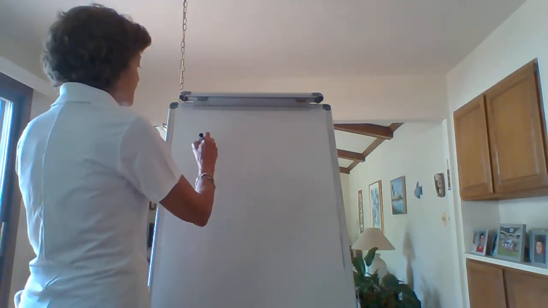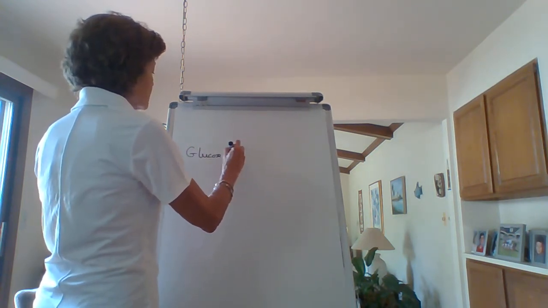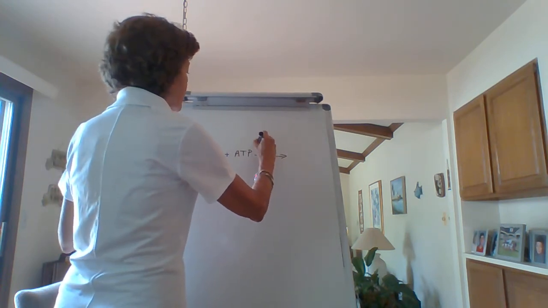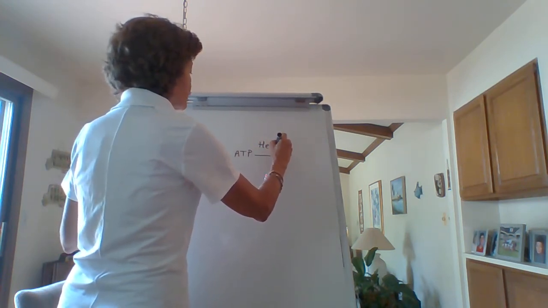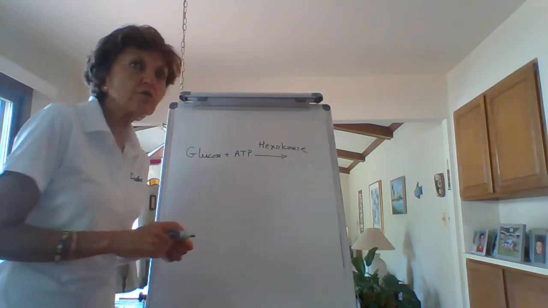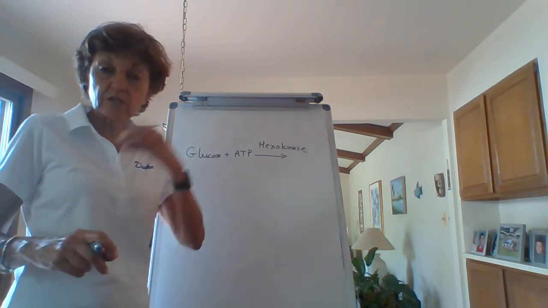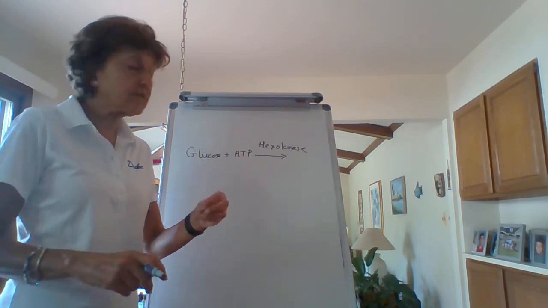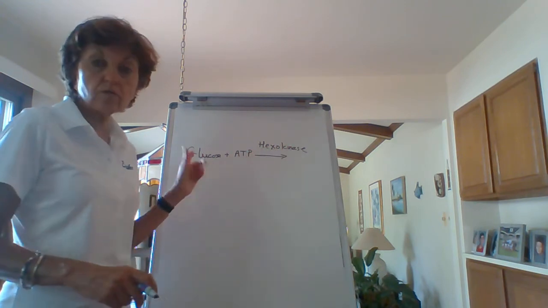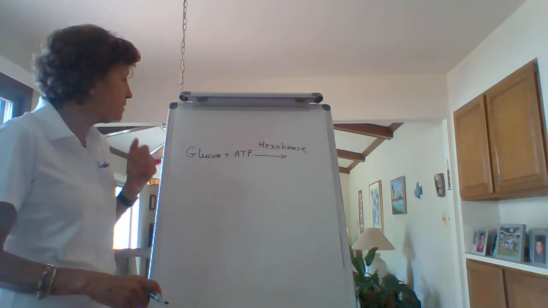So the first reaction, glucose reacts with ATP, and you have an enzyme. Enzyme number 1 is hexokinase. Okay, remember what I told you guys about kinase? Kinase is a transferase enzyme. It transfers a phosphate. And a hexokinase works on a hexose. Well, glucose is a hexose. So hexokinase is the first enzyme.